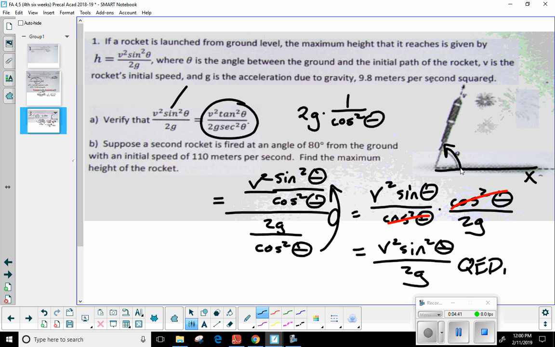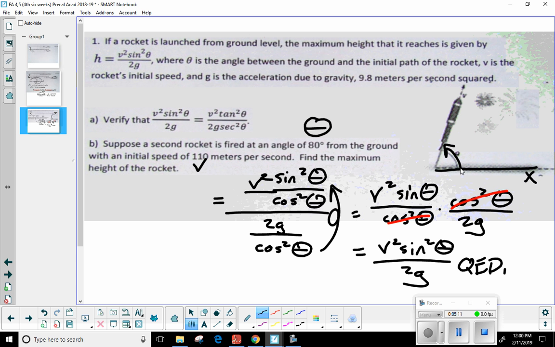B, suppose a second rocket is fired at an angle of 80 degrees from the ground. So what we're going to do here is just go ahead and start to plug in. They're giving me 80 degrees. What would that represent? That's theta, that's my measure. Now, from the ground with an initial speed of 110 meters per second. Is that V or is that G? That's our velocity. That's how fast it's moving. So that's my velocity. And then find the maximum height of the rocket.